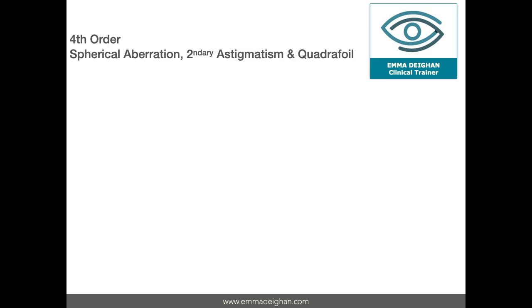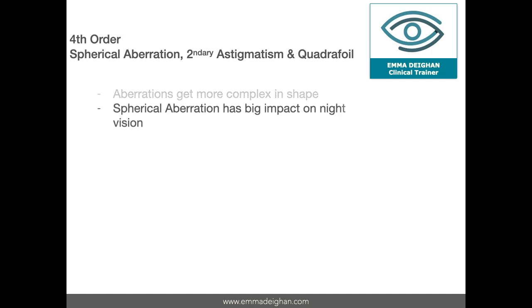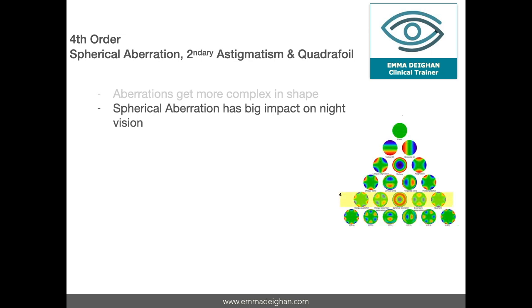Fourth order, which is the fifth line down, is where the aberrations start to get a little bit more complex in shape. Spherical aberration, which is in the centre here, is the one that really affects our vision at night. It doesn't change it during the day, but at night it generally becomes more myopic. For me, I was -2 in the center of my pupil during the day, but at night I was about -3. So my night driving was pretty horrific until I had my wavefront treatment, which corrected all of that.